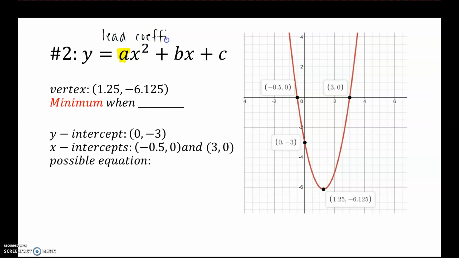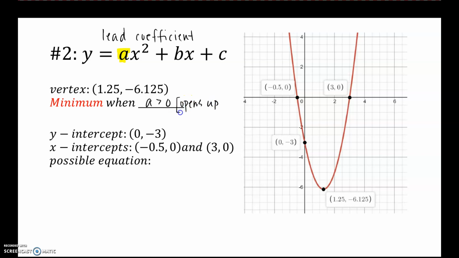Lead coefficient. When my lead coefficient is positive, greater than 0, my parabola opens up and therefore my vertex is a minimum. So when A is greater than 0, your parabola opens up.